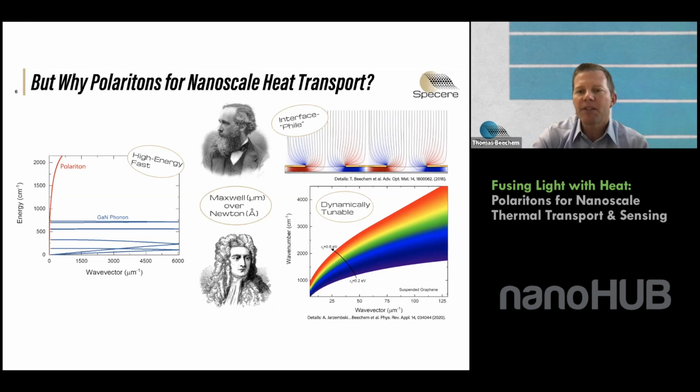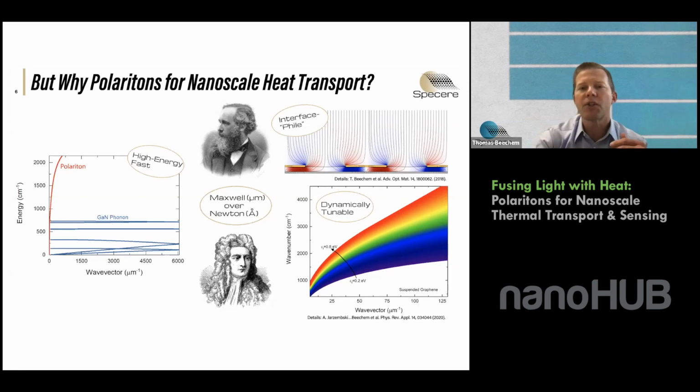And then, as I already mentioned, we can tune them if there's any sort of electronic component to it, like in a graphene plasmon that I'm showing here. We can electrostatically gate it and change those properties and change the dispersion. So we have something that's high energy, it's fast, we can change its dispersion to suit our ends, it likes interfaces, it's dynamically tunable. We see net advantages.